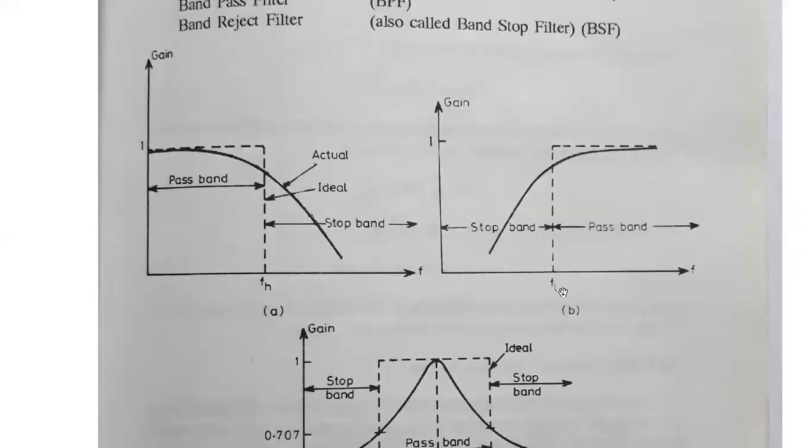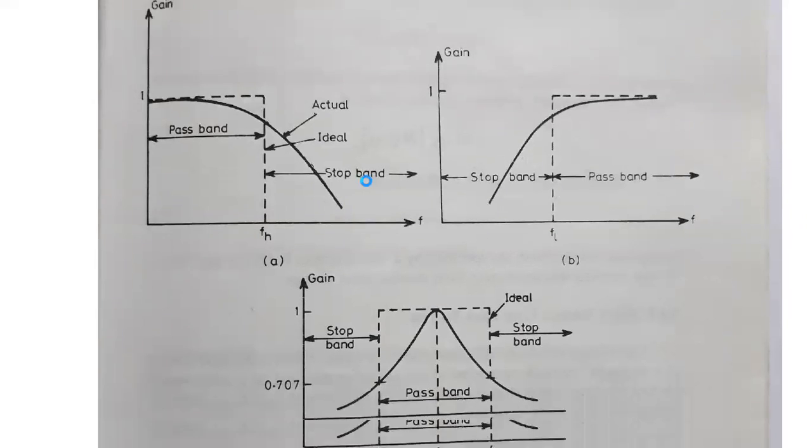Let's come to diagram B. This is the diagram for a high pass filter. This is the frequency response. As you can see, at frequencies lesser than FL, all the frequencies are attenuated, and it will pass all the higher frequencies. The band in which the frequencies are passed is called the pass band and the other the stop band. Here, if F is greater than FL, that is the pass band, and if F is less than FL, that is the stop band.